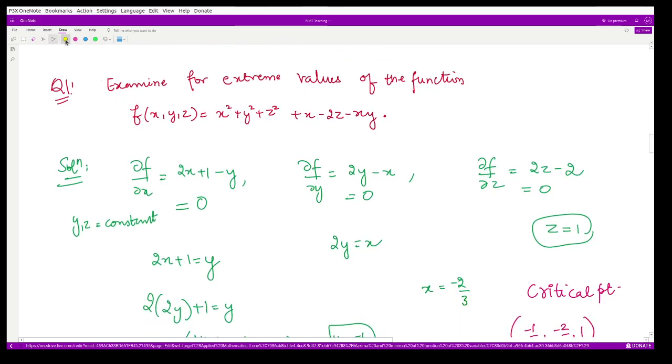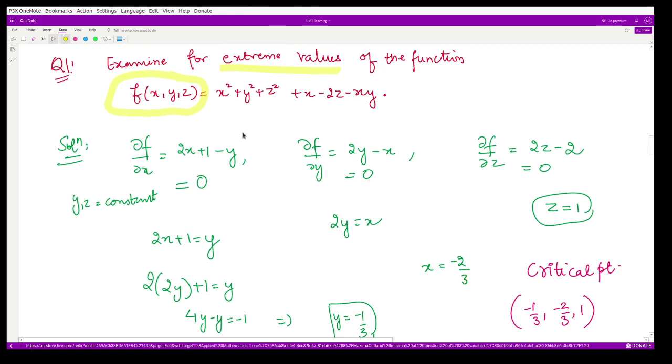This question I left to you in the previous video. The question is to determine the extreme values of the function f(x, y, z), which is given to be x square plus y square plus z square plus x minus 2z minus xy. The first step is computation of the first derivatives with respect to x, y and z. In the first case we can assume y and z to be constants, so that the partial derivative becomes 2x, then plus 1 from the next term, and then minus y. Similarly you can compute the other two partial derivatives.